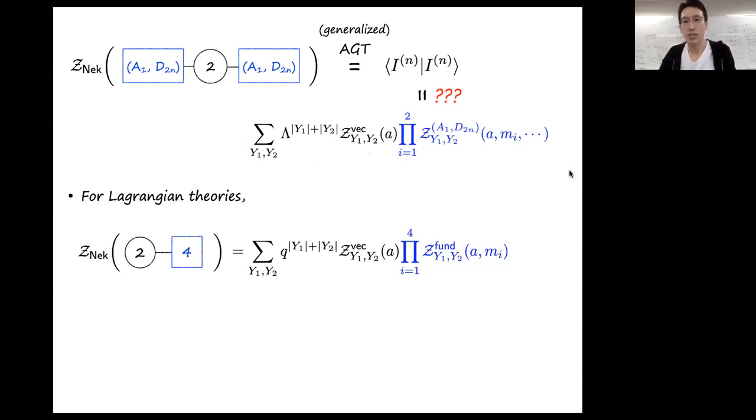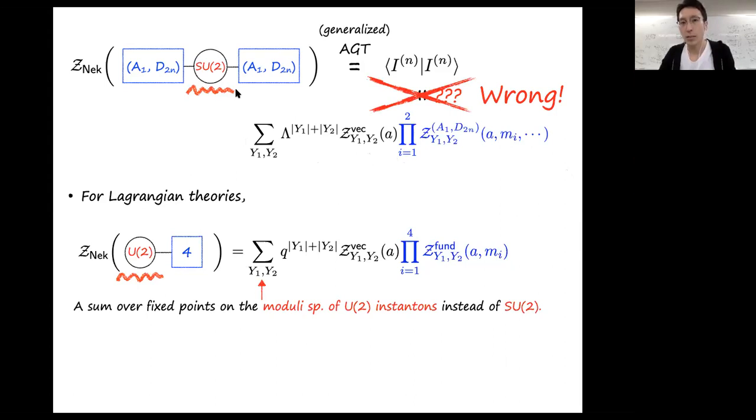This naive expectation is actually wrong, because here, the generalized AGT correspondence is about SU2 gauge theory by definition. And here, Nekrasov's formula in terms of Young diagrams is about the U2 gauge theory. In particular, this sum over Y1 and Y2 is a sum over fixed points on the instanton moduli space of U2 instantons, instead of SU2. If you think about SU2 instantons, then you don't get this sum. In order to get this sum, you need U2 instantons. So that's why here you have U2 gauge group. So this equality is clearly wrong. It's impossible to decompose this in a product into this.